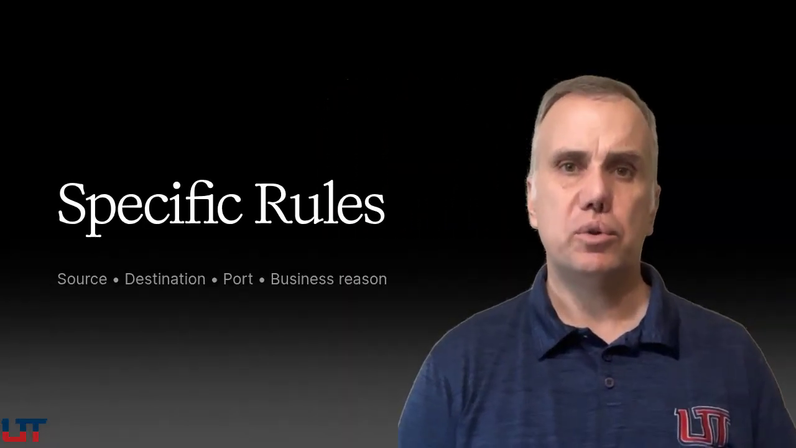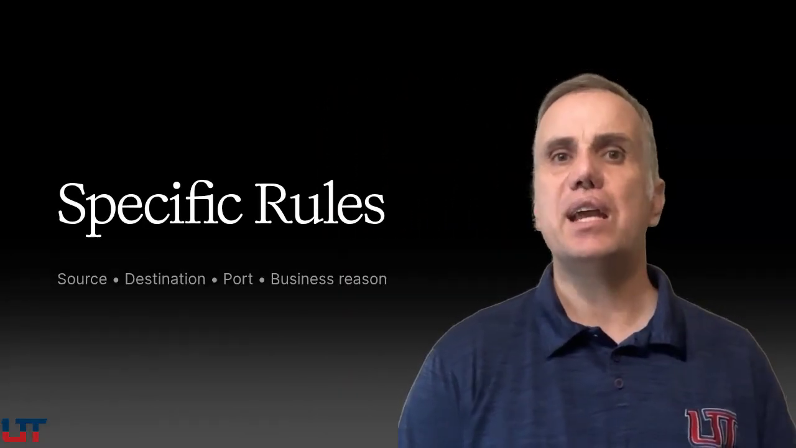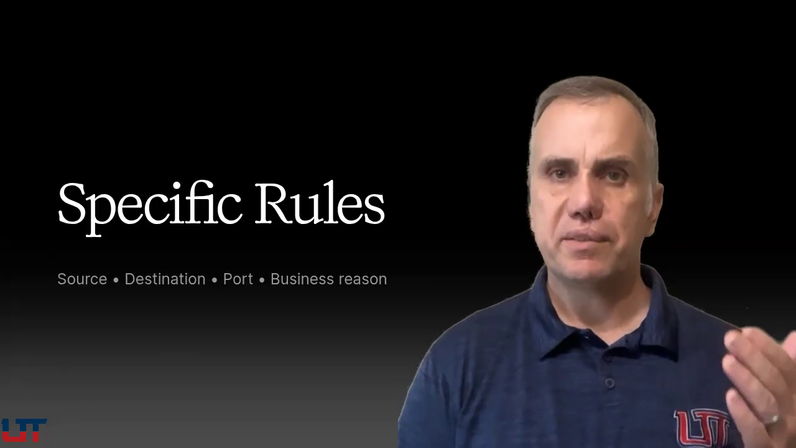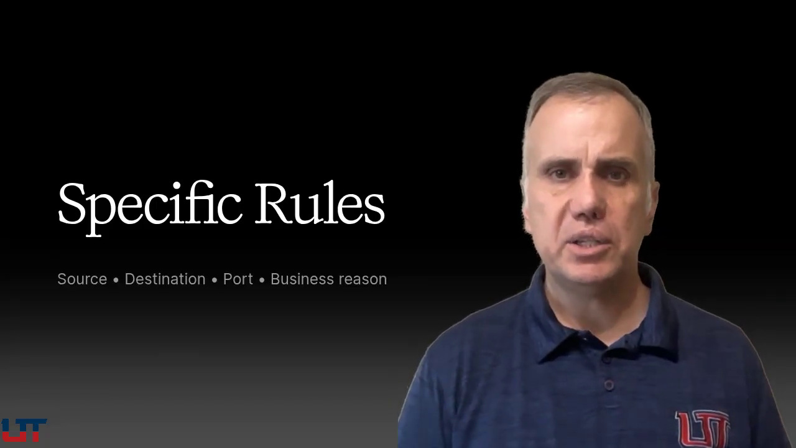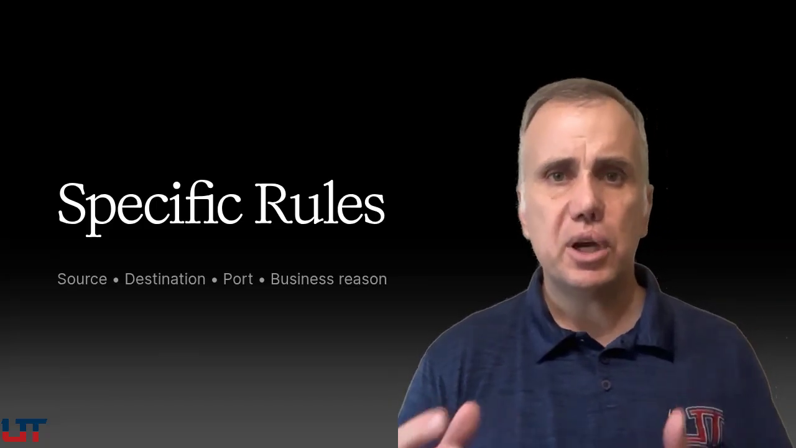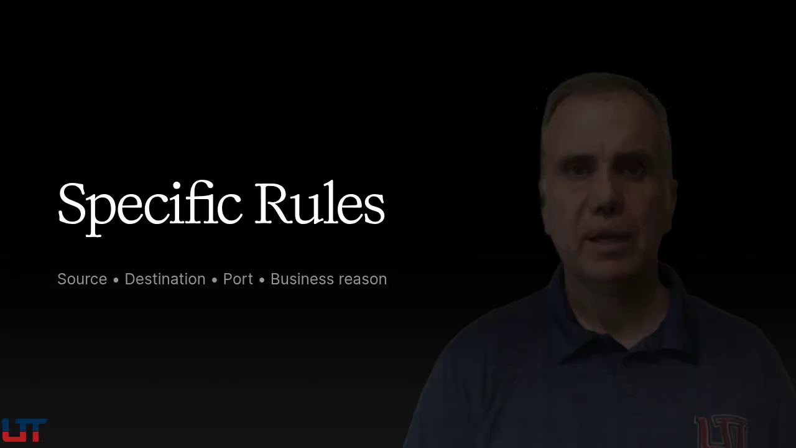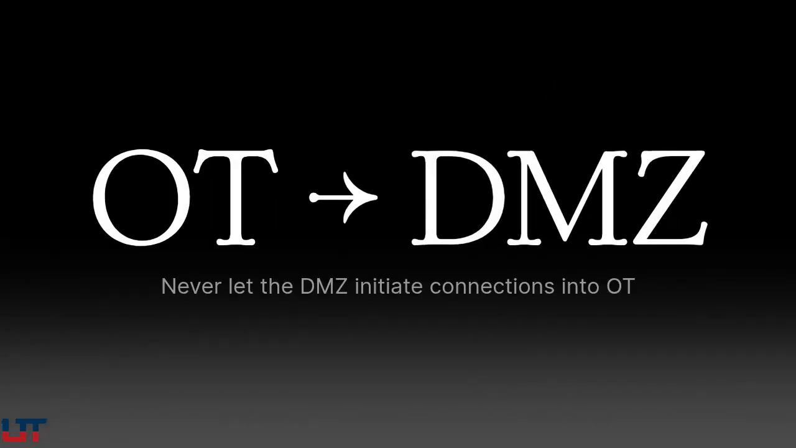Another common failure is overly permissive rules on the DMZ firewalls. A DMZ that allows any IP address in the enterprise network to connect to any service in the DMZ is not really providing any meaningful protection. DMZ firewall rules should be as specific as any other firewall rules: specific source, specific destination, specific port, and a documented business reason. A third failure is allowing devices in the DMZ to initiate connections into the OT network.